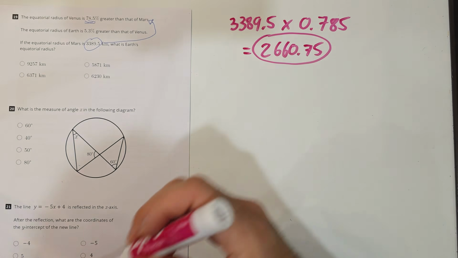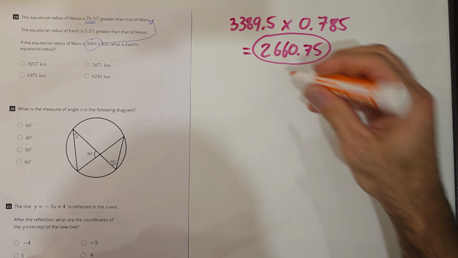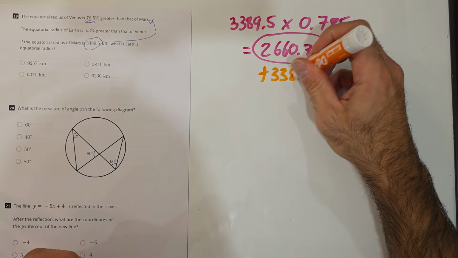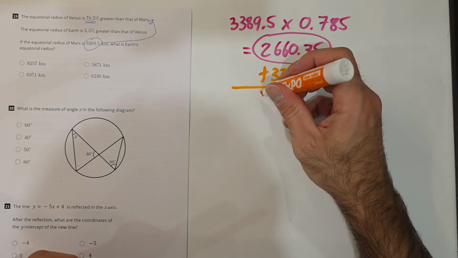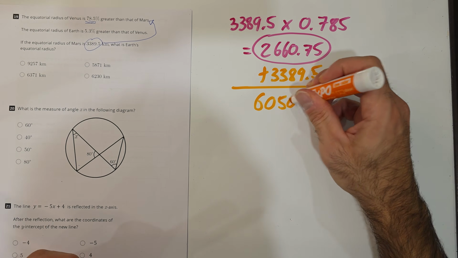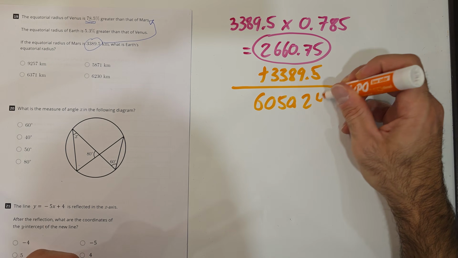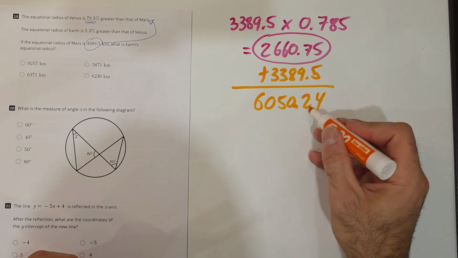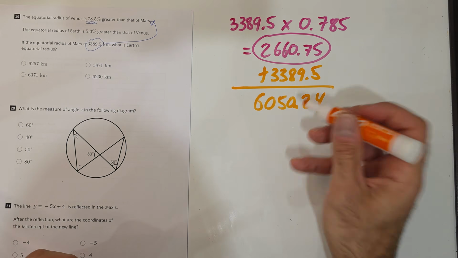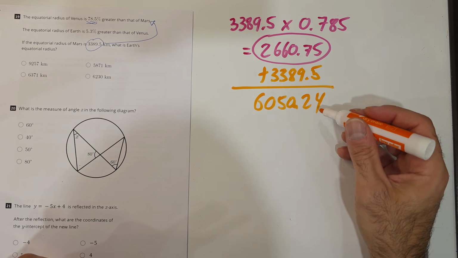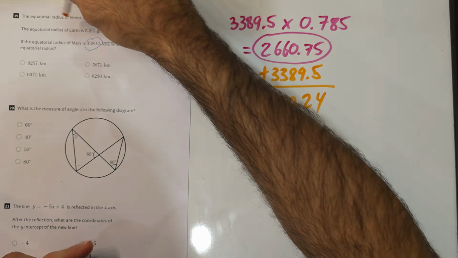So now I have to add the original 3389. And I'm going to get 6050.24, whatever. Doesn't really matter. And I'm not caring so much about further decimals because I know that these are in whole numbers. So as long as I have 2 decimals, I'm okay. Now, this is Venus.